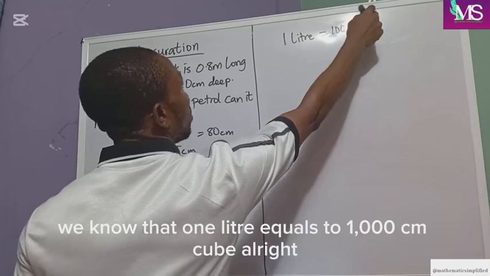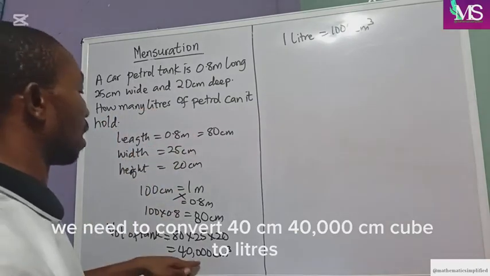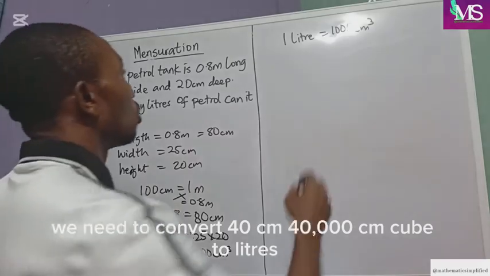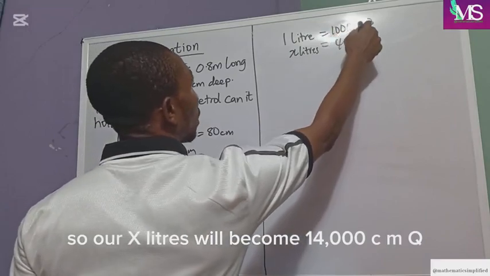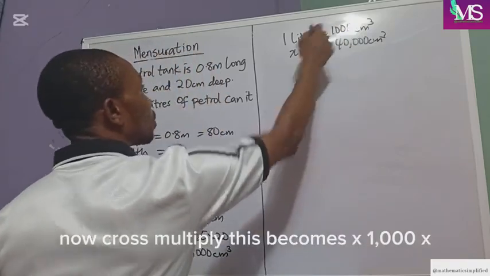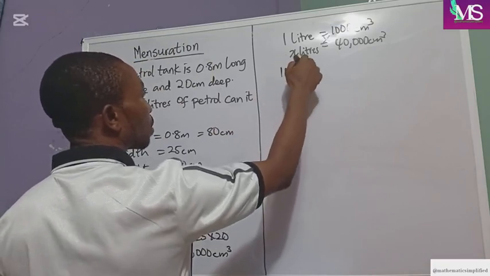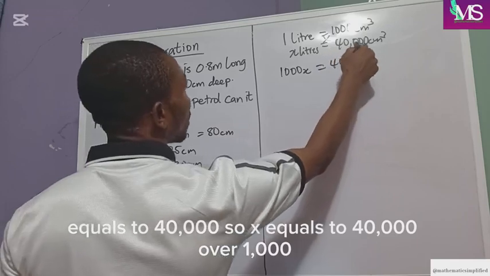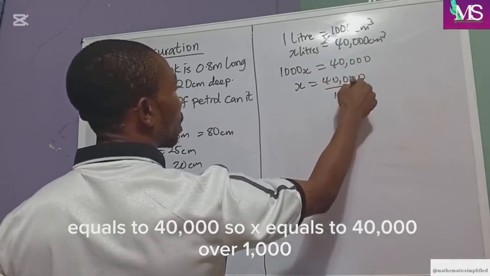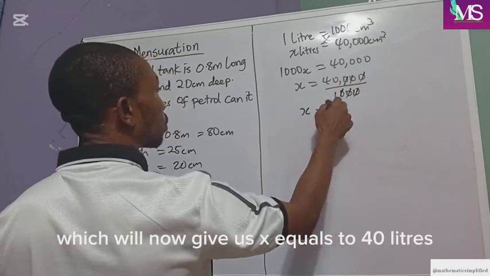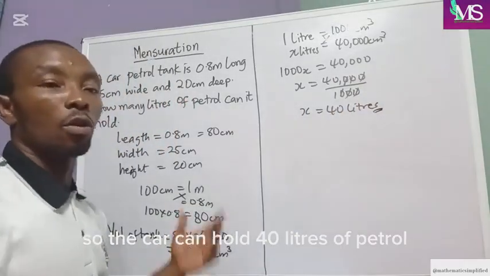Knowing that our volume of tank is 40,000 centimeter cube, we know that 1 liter equals 1,000 cm cube. Since they asked how many liters it can hold, we need to convert 40,000 cm cube to liters. So our x liters will become 40,000 cm cube. Now cross multiply, this becomes 1000x equals 40,000. So x equals 40,000 over 1000, which gives x equals 40 liters. So the car can hold 40 liters of petrol.